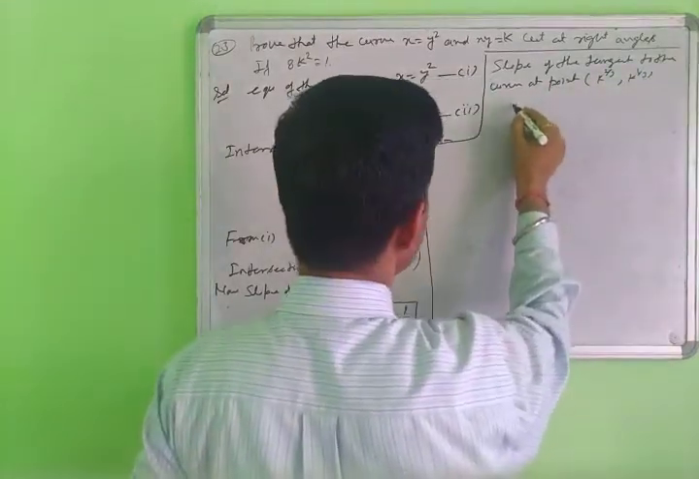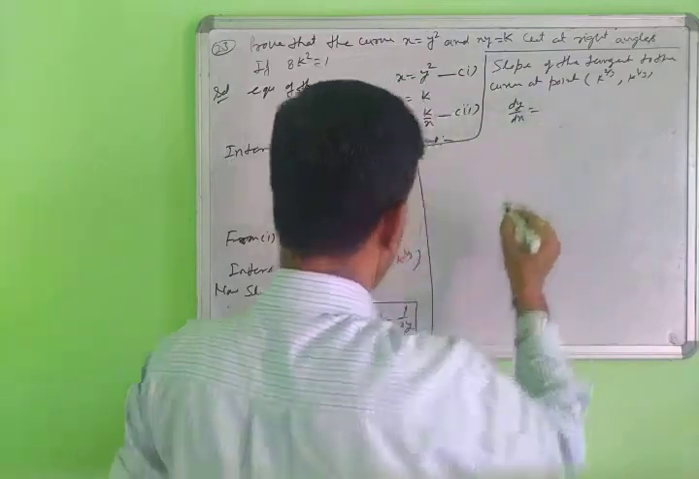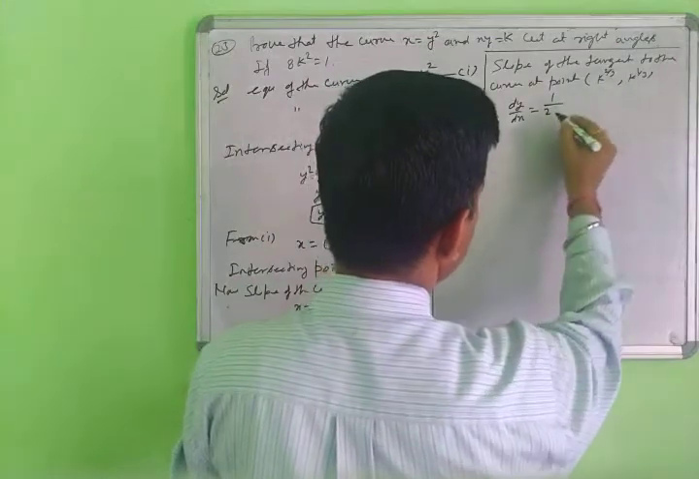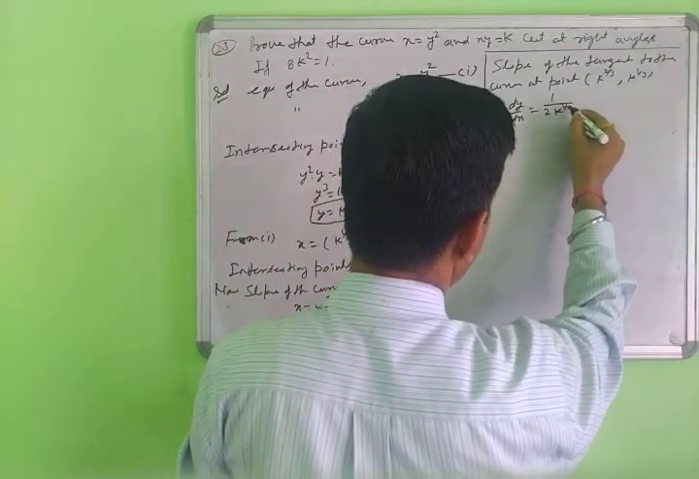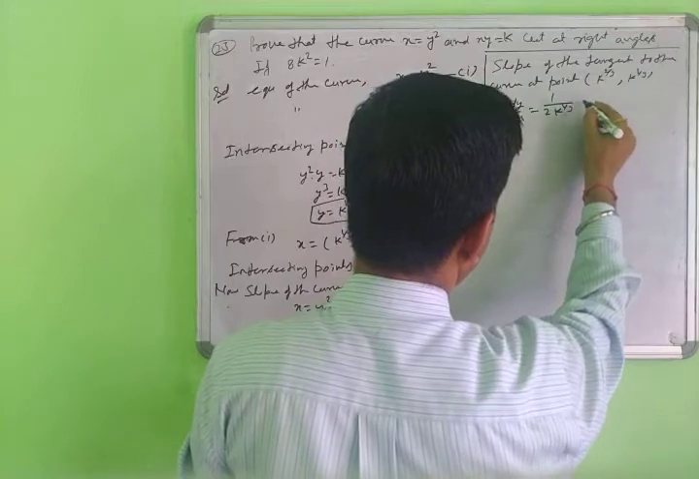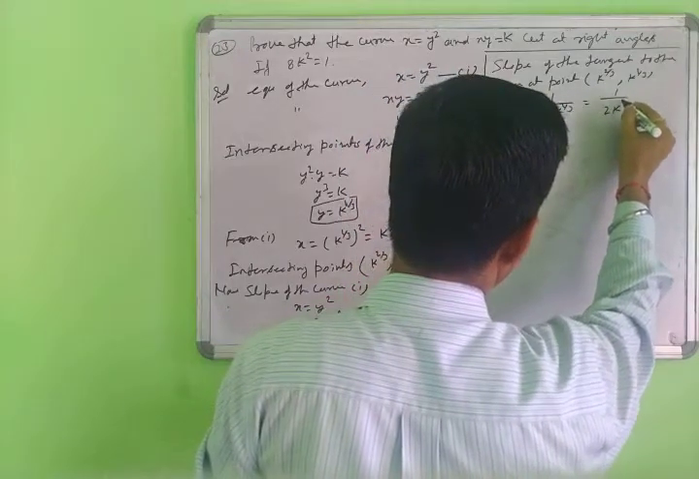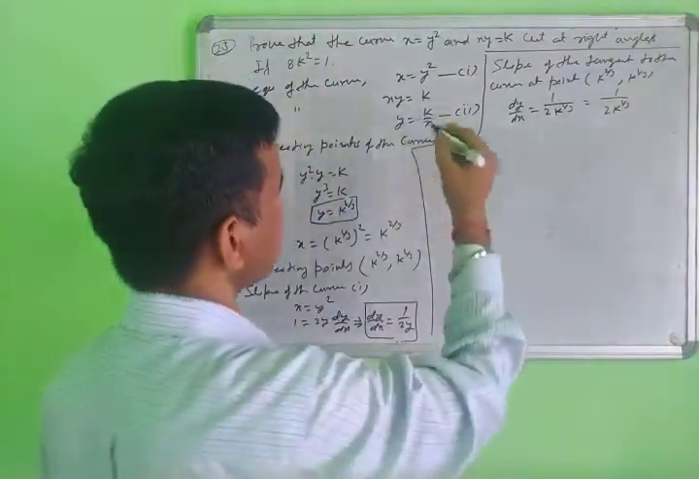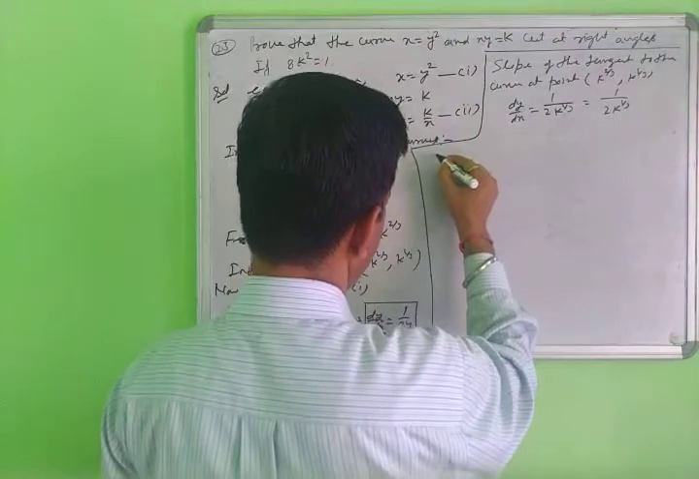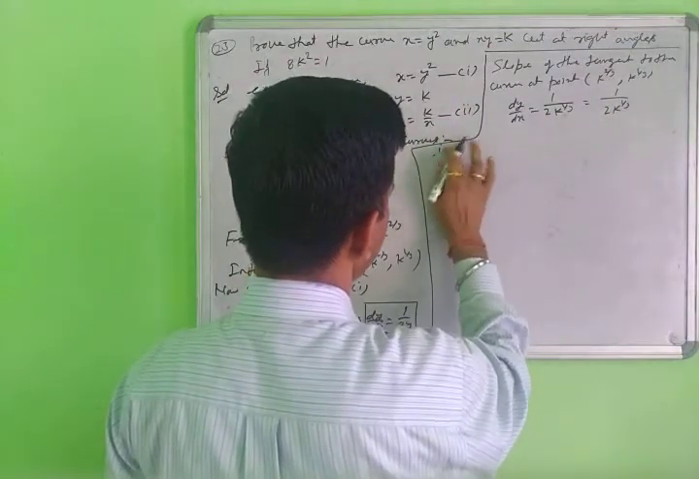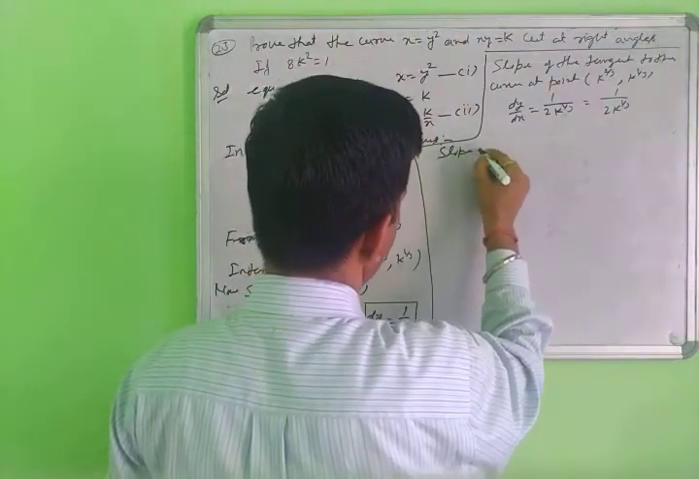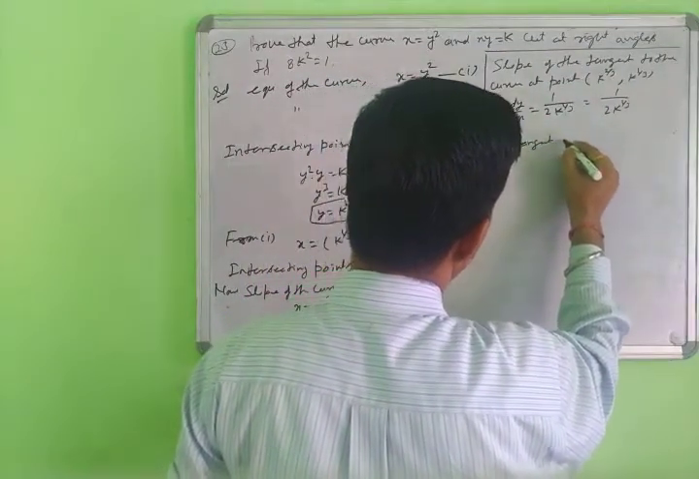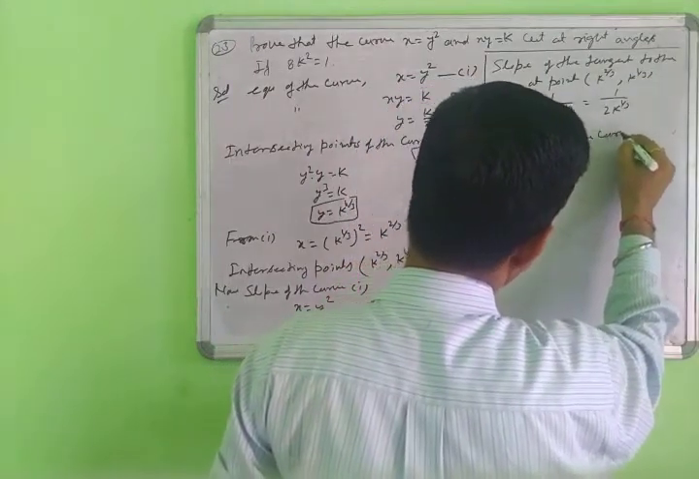So the value of dy over dx is 1 upon 2y. The value of y is k^(1/3), so this is 1 upon 2k^(1/3). This is the slope of the tangent of the first curve. Similarly, from the second curve, the slope of the tangent to the second curve.